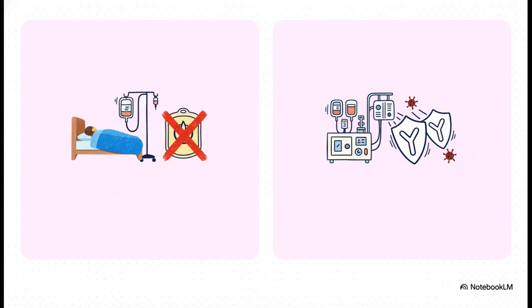However, atypical HUS demands aggressive intervention. We use plasma exchange or infusion to replace those missing complement regulatory proteins. And more importantly, we rely heavily on targeted anti-C5 monoclonal antibodies like eculizumab or ravulizumab to physically block that complement cascade from tearing the body apart.